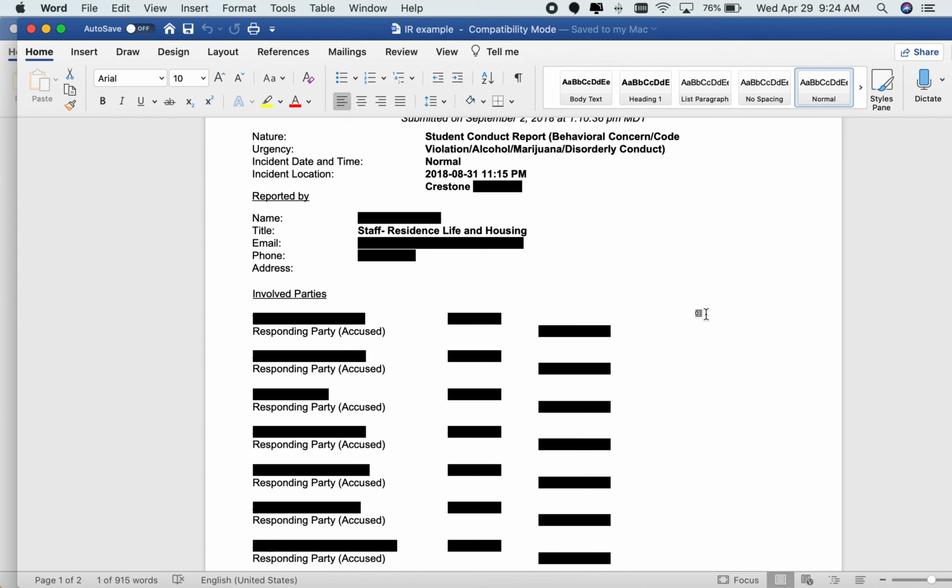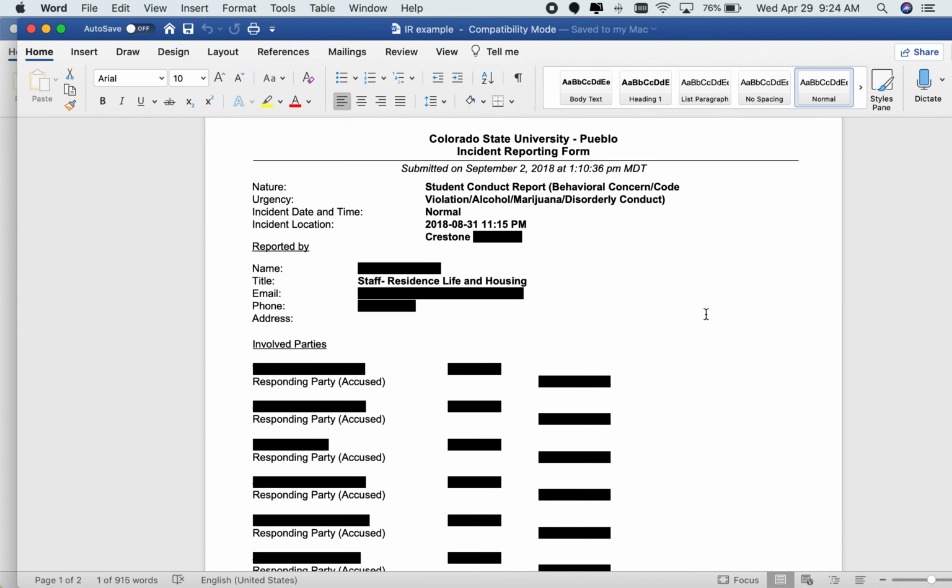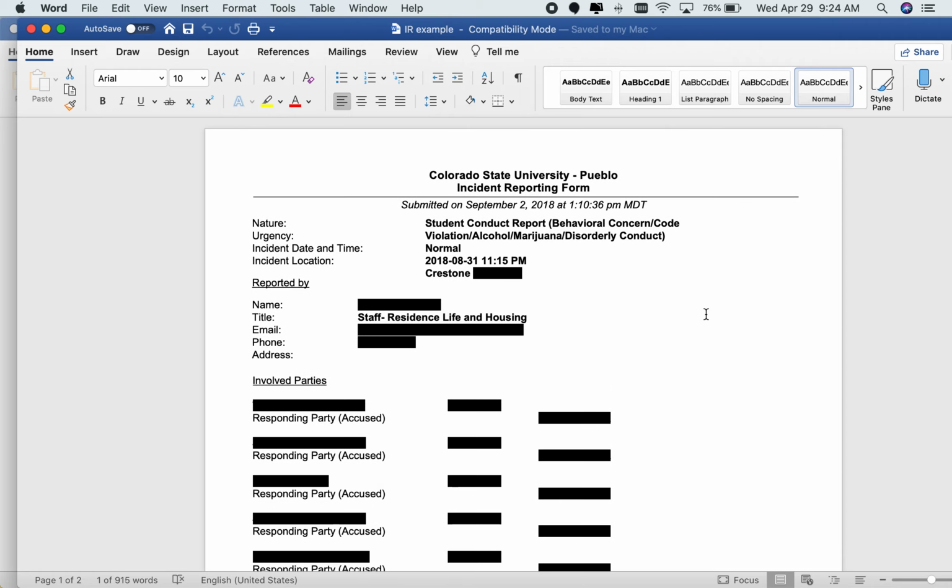So please be kind, be compassionate. We don't know what this student is going through and why they felt the need to get intoxicated to this point on this day. So just be mindful of the information that you put in the report. And then that's how you write an IR.